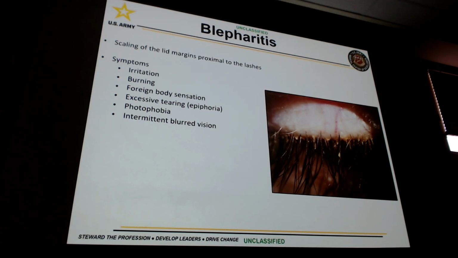Just like many of the other conditions, very similar symptoms, irritation. Anytime you have irritation on the lids or lashes, there's probably going to be corneal irritation as well. Maybe a burning, foreign body sensation, tearing. Okay? All these are very similar signs and symptoms for these conditions.